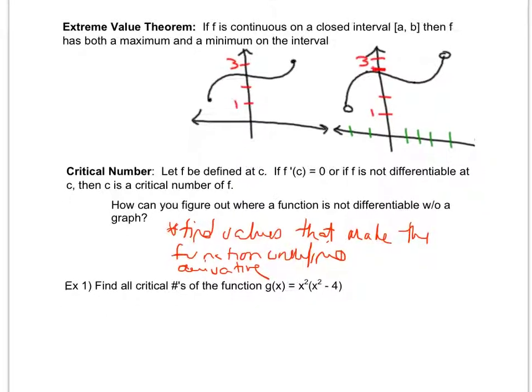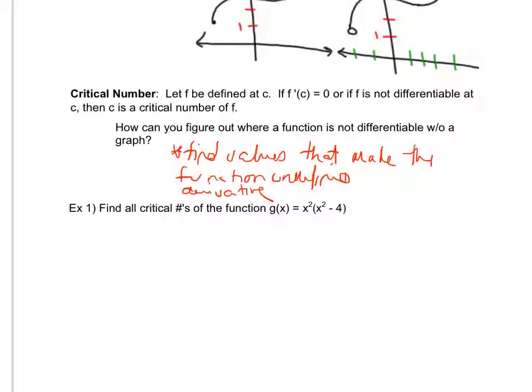So let's look at a couple examples of finding critical numbers. Looking at example 1, I have to figure out where is either my derivative 0 or undefined. So the first thing I'm going to do is find my derivative. Well, I see I could use the product rule here, but I would prefer to distribute that x squared in and then just use the power rule. So I'm going to go ahead and say g of x is just x to the 4th minus 4x squared. Therefore, g prime of x, I'm going to move it down here to give myself a little more room, is equal to 4x cubed minus 8x.